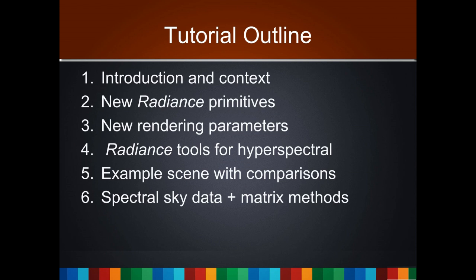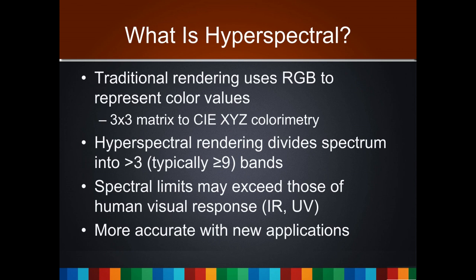And finally, we're going to get into a little more depth with the annual simulation methods and how to use hyperspectral sky data. So what is hyperspectral? Traditional rendering, as everyone knows, uses RGB to represent color values, and you can take that via 3x3 matrix to an XYZ color space. So hyperspectral rendering divides the spectrum into more than 3, typically more than 9 bands.